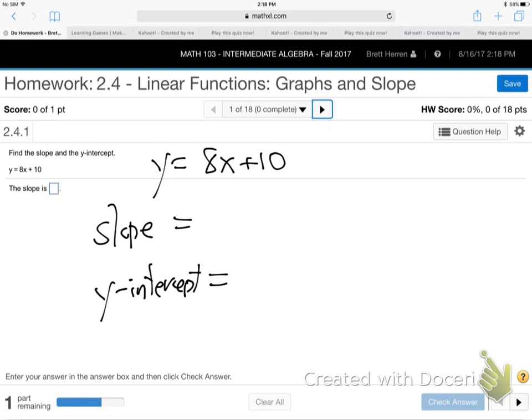So what's the slope of that equation? Yeah, the slope is the number next to x. It's just the 8. And the y-intercept? Yeah, that's the other number. That's the 10. That's where, if you were going to graph it, you'd start at the 10 and do the 8 over 1, right? So that's all they want there.